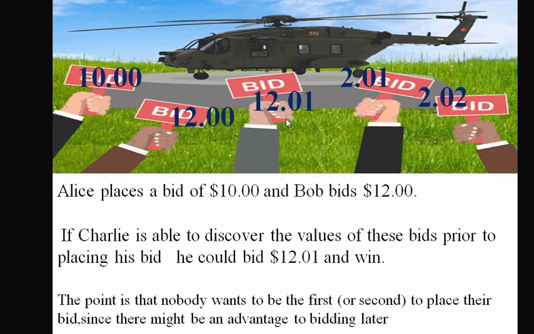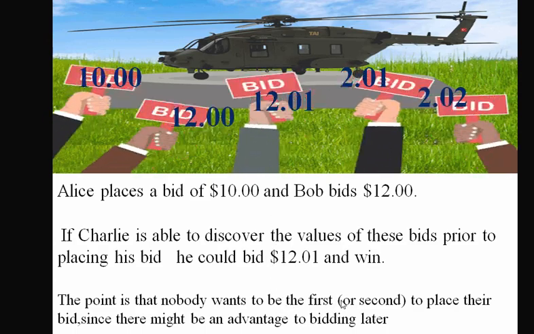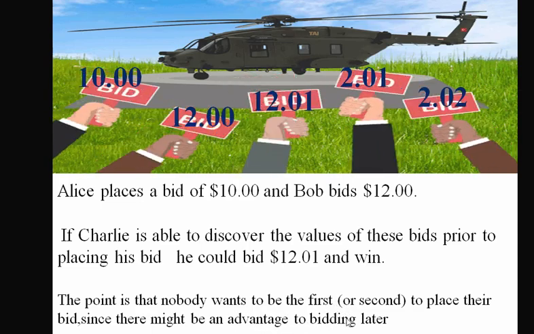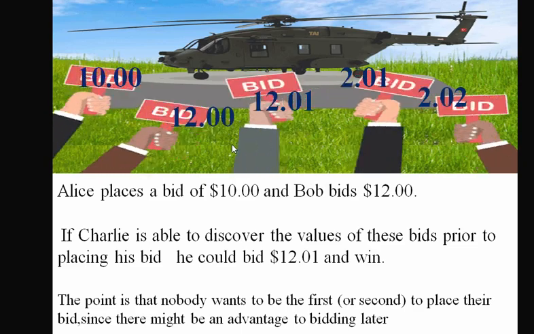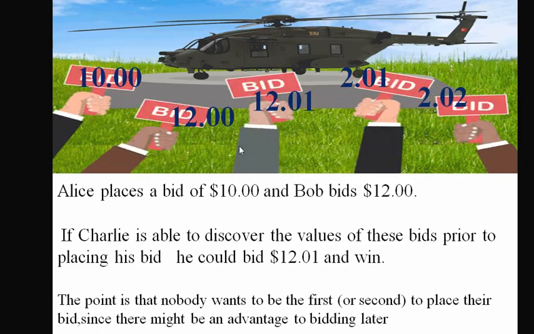To make the bidding secure, we go for a hash function. Nobody wants to be the first or second to place their bid, since there might be an advantage to bidding later. After all have submitted their bids, whichever is the appropriate bid, that person can win the bid.